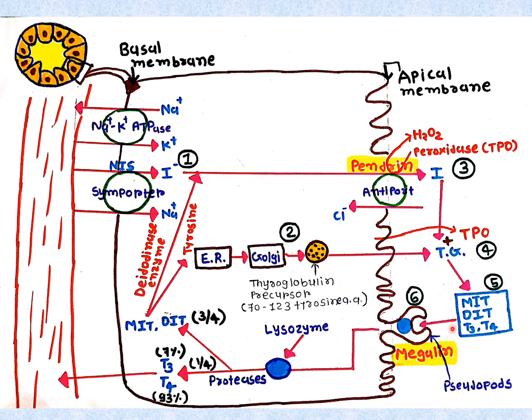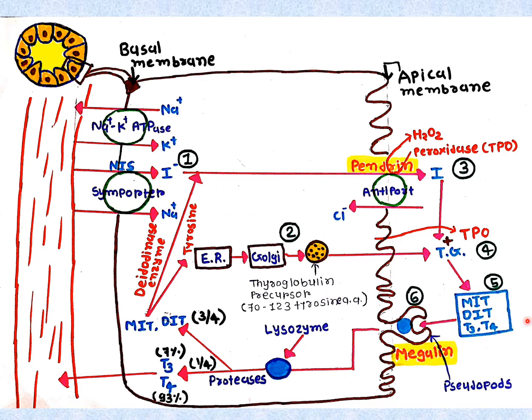So now in the thyroglobulin we have T3, T4 mainly. There is also presence of reverse T3, but we are not going to discuss more about the reverse T3. But there is definitely presence of T3 and T4 and MIT and DIT. But MIT and DIT is the major form, almost 3/4 of the total, and 1/4 is only T3 and T4.